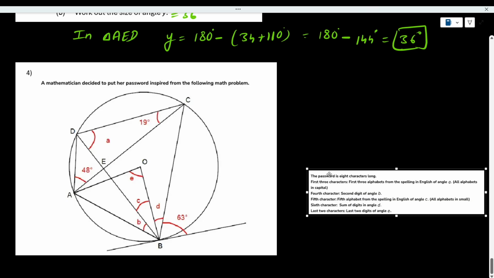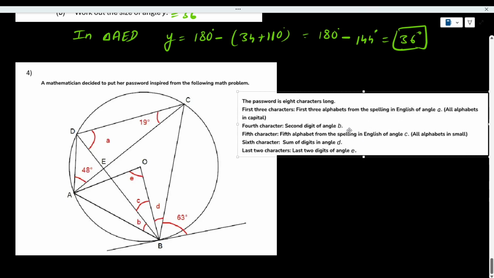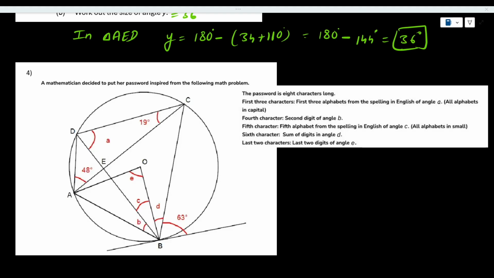Here, this is the given information. And what is the first question we need to find out here? Determine the password. That's the question here. Now let us read this question carefully.